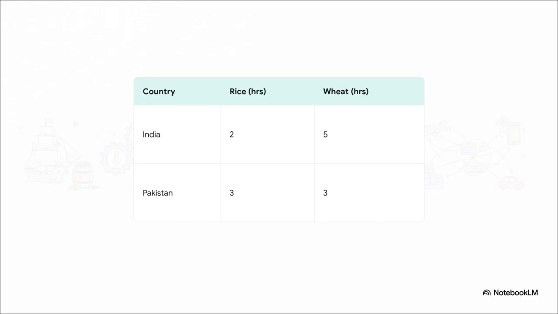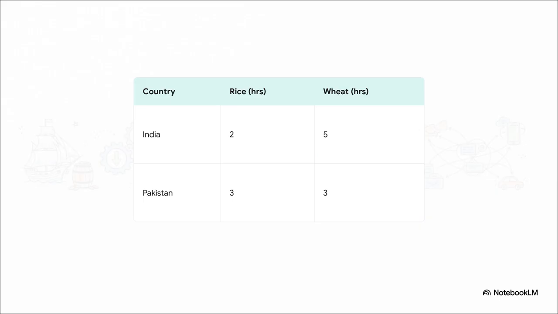To prove his theory of absolute advantage, let's imagine two nations, India and Pakistan, producing two goods, rice and wheat. In India, it takes only 2 hours of labor to produce a unit of rice, while Pakistan takes 3. So India clearly has the absolute advantage in rice. Conversely, Pakistan takes 3 hours to produce wheat, while India takes a sluggish 5 hours. Pakistan has the absolute advantage in wheat.